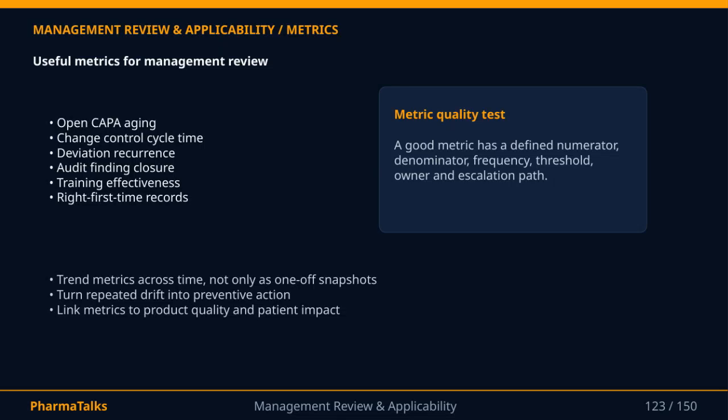Let's talk about key metrics that are useful for management review. These include open CAPA aging, which helps us track how long corrective and preventive actions remain unresolved, and change control cycle time, measuring how efficiently we implement changes. We also monitor deviation recurrence to identify repeated issues, audit finding closure to ensure we address inspection observations promptly, training effectiveness to confirm our teams are properly prepared, and right-first-time records that reflect the accuracy of our documentation.